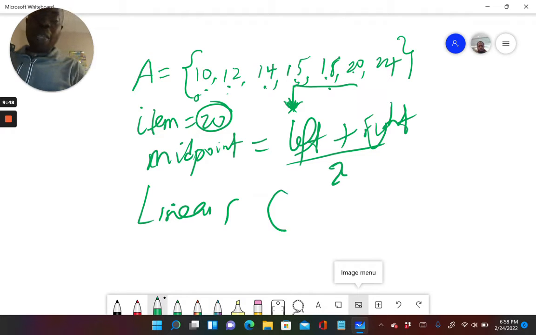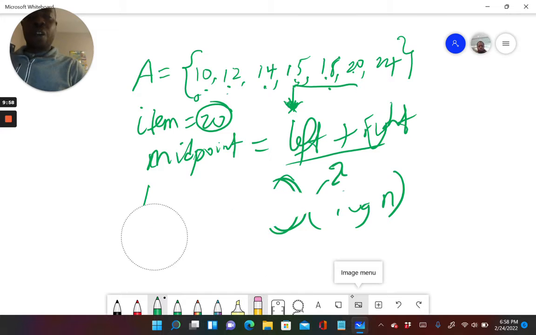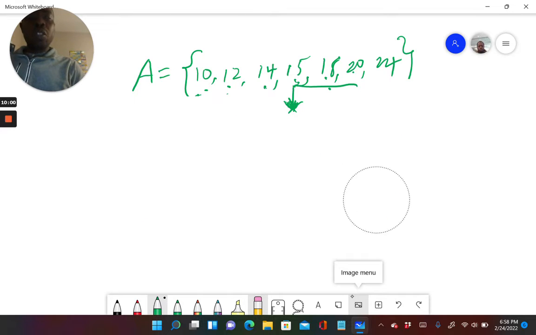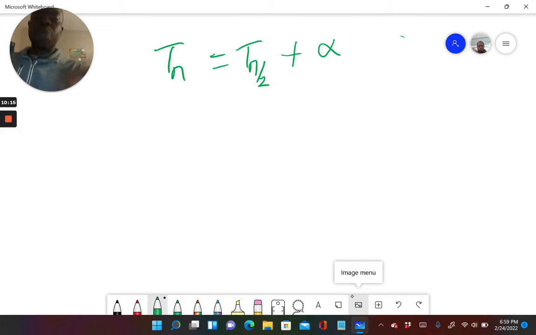Now, how do you prove mathematically that the time complexity of binary search is order of log n? Now, let's go for it. Because of the nature of the algorithm, it follows this particular recurrence relation, and I will explain what that means. You remember, if you have 10 items, you have to divide them into 2 parts.